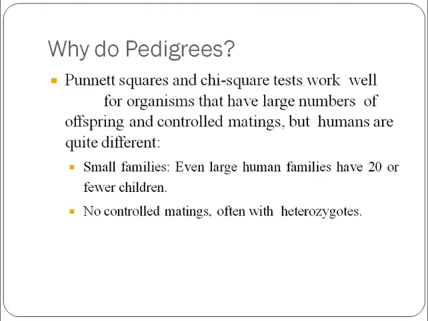Now, why do we need to carry out pedigree analysis? For the organisms which have a large number of offspring and controlled mating, we simply can use Punnett square or chi-square test to predict the inheritance of the trait. But for humans, there are small families, even the large human families which earlier used to have 20 or so children, and no controlled mating can be carried out between humans. So the geneticists have devised this technique of pedigree analysis to find out the inheritance of genes or traits or disease among the individuals, right?